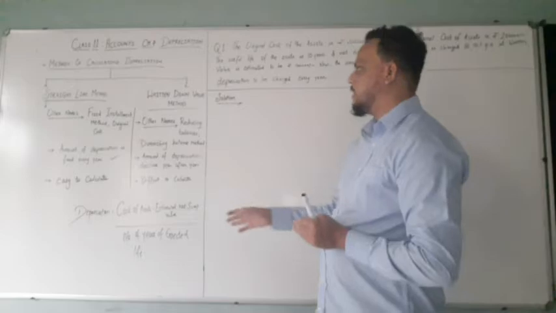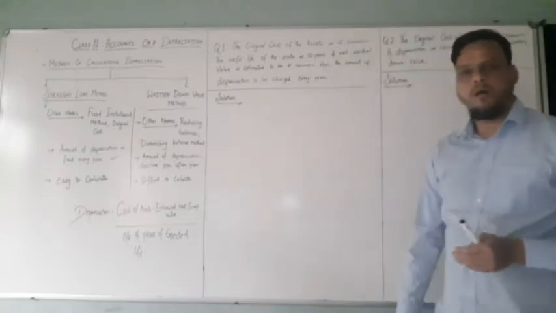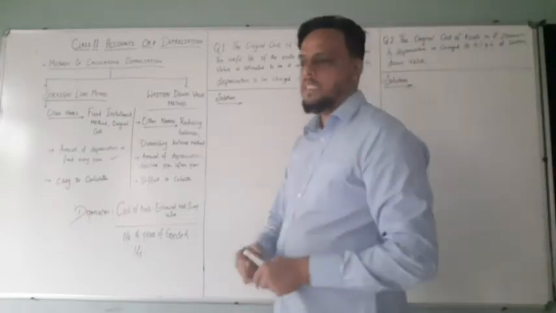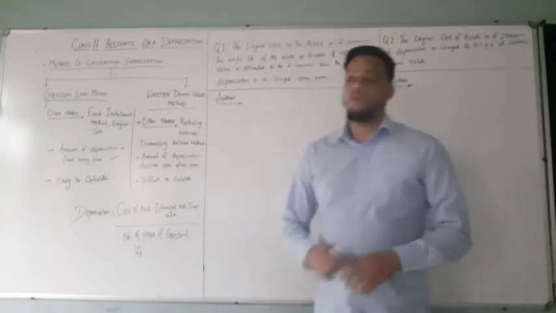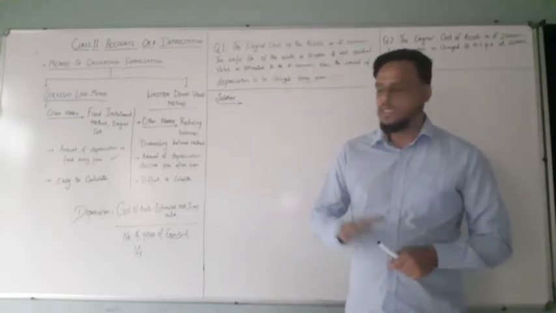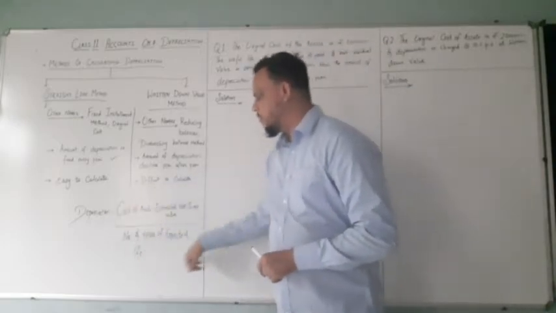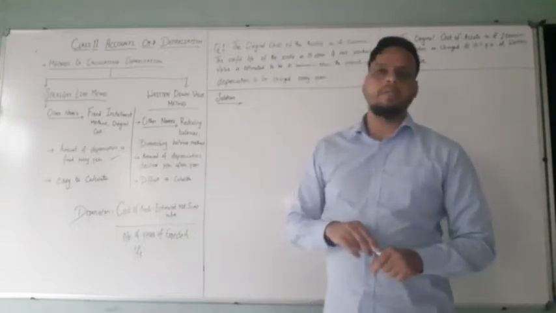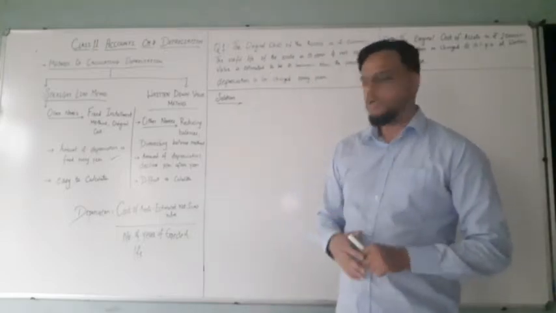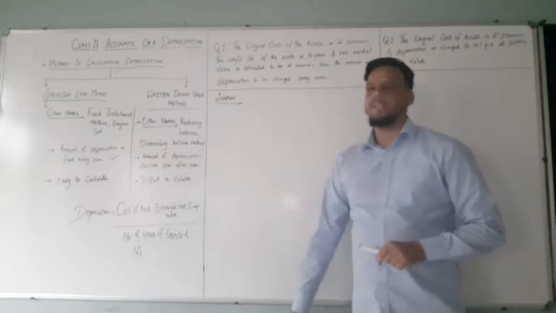These questions can come for 1 mark or 2 marks, to write in detail. Now we are going into the question. Before that, you should learn this formula: cost of asset minus estimated net scrap value, upon the number of years of expected life.